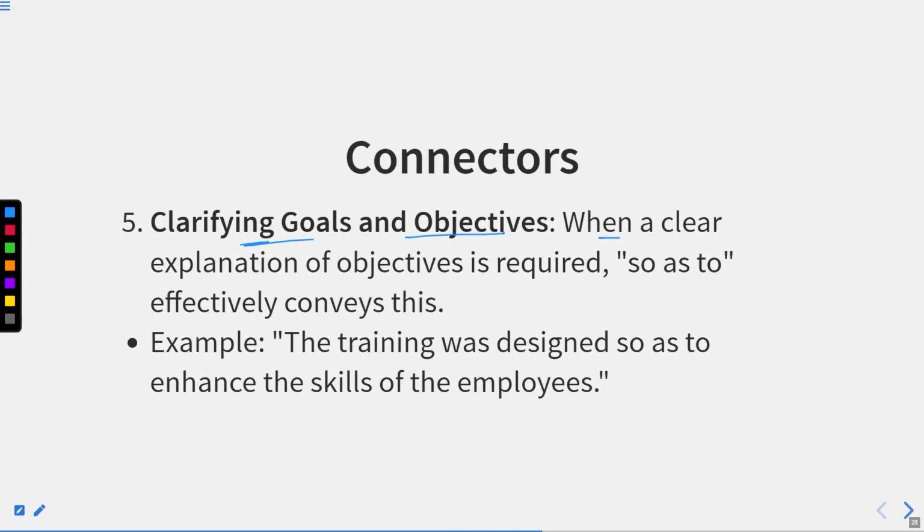Clarifying goals and objectives. When a clear explanation of objectives is required, so as to effectively convey this. For example, the training was designed so as to enhance the skills of the employees.